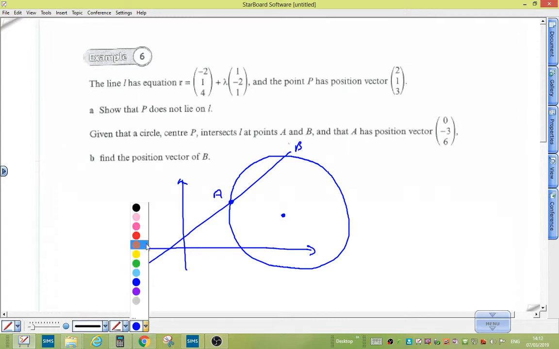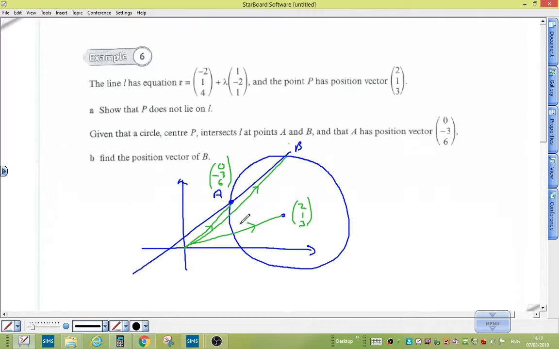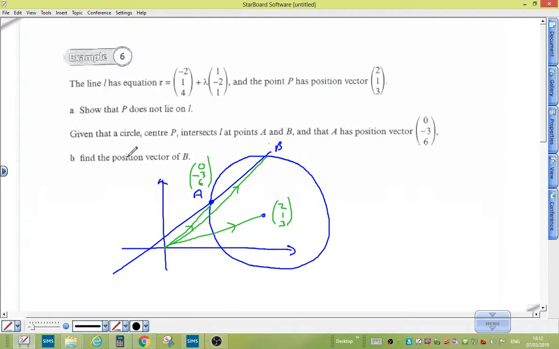Now the position vectors that you're after are like coordinates. That is one that we've been given, and that is the other, and that is the center. Okay. So we know that this has got a position vector of P, which is 2, 1, 3. We know that the position vector of A we've been given is 0, minus 3, 6. Okay, right. So that's the question. It says find the other position vector here.